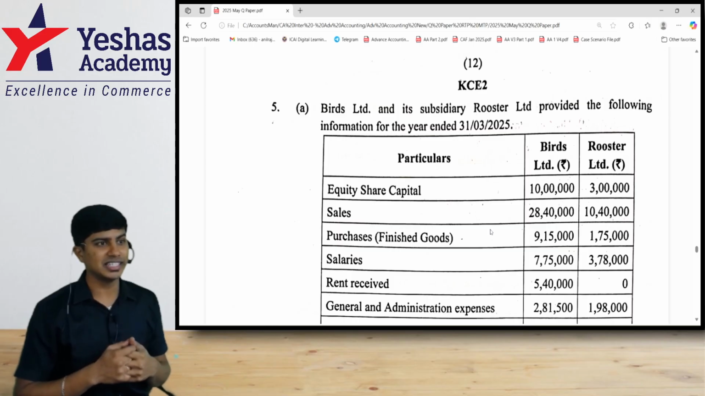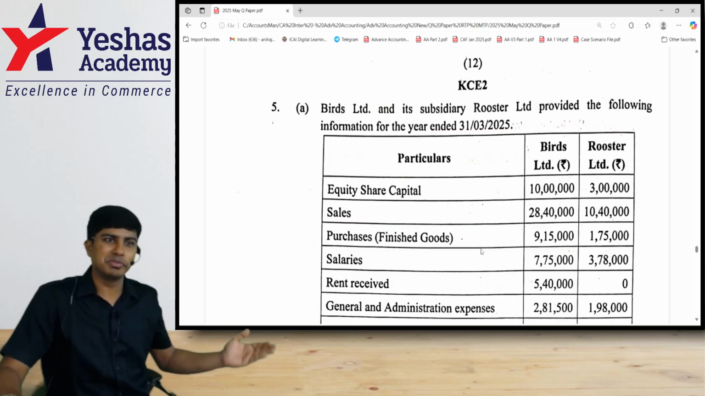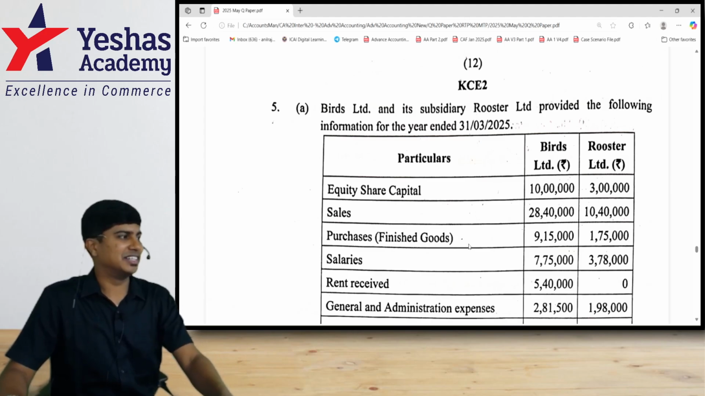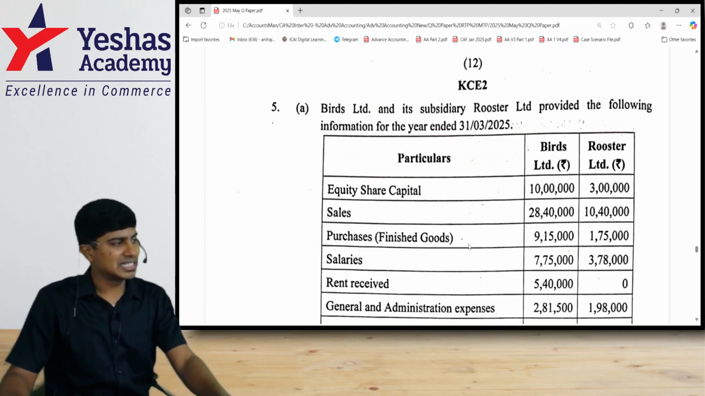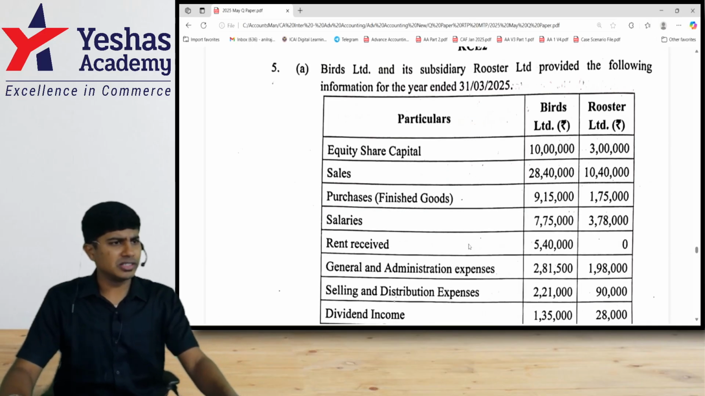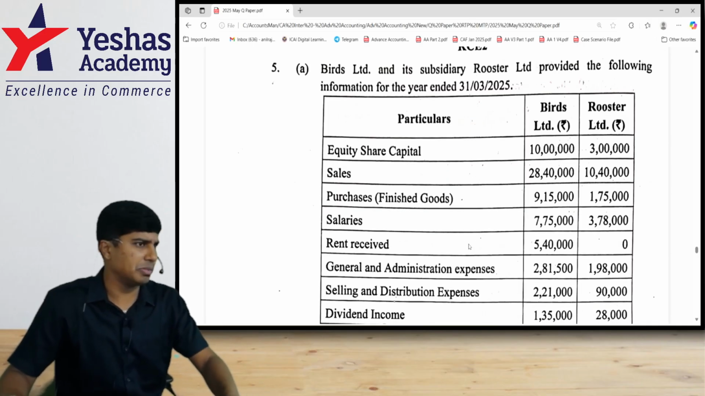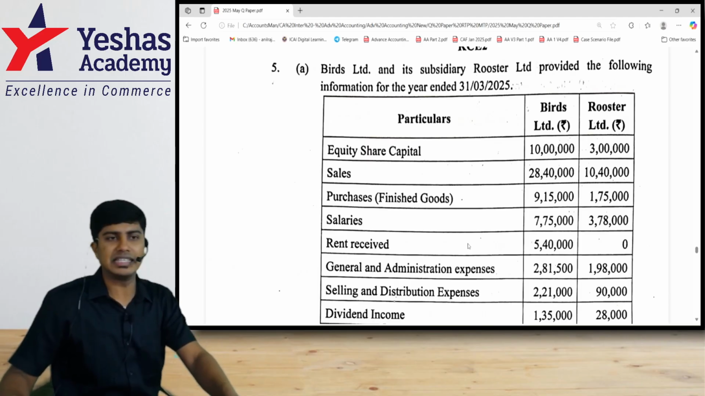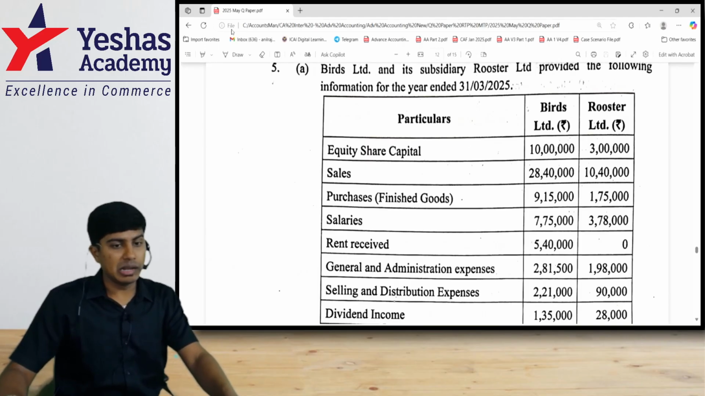The reason is consolidation of PL is much simpler than consolidation of balance sheet. Number of adjustments are very less. However, there are a couple of tricky points. If you would have done the class regularly, you would have definitely be able to crack this with ease in the examination. Let's see. Bird Limited and its subsidiary Rooster.